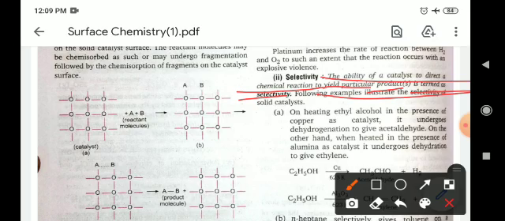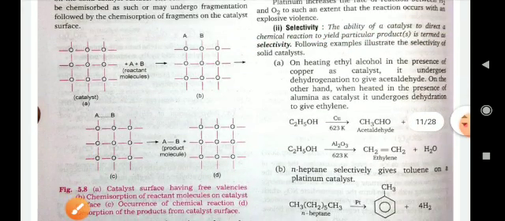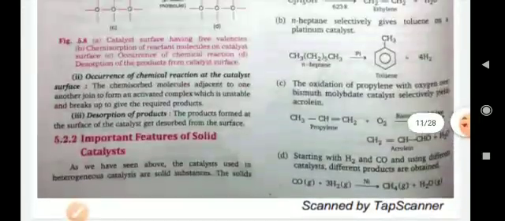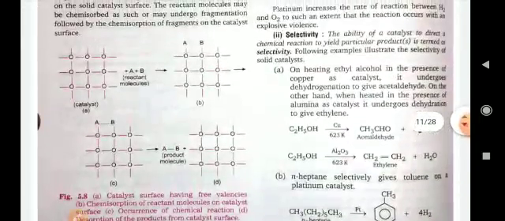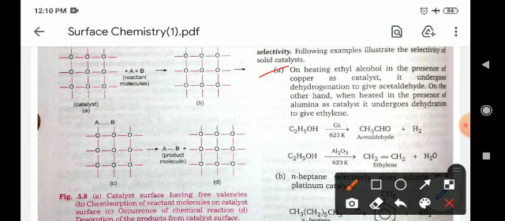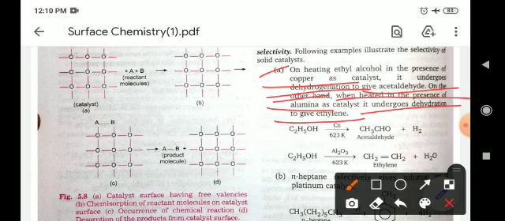For example, to illustrate the selectivity of solid catalysis: on heating ethyl alcohol in the presence of copper as a catalyst, it undergoes dehydrogenation to give acetaldehyde. On the other hand, when heated in the presence of aluminum as a catalyst, it undergoes dehydration to ethene.